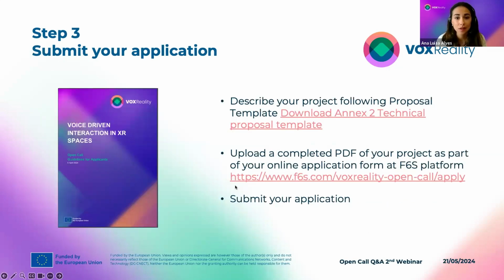So the step 3, while submitting your application, you should describe your project following the proposal template. That is the Annex 2 technical proposal template. You have any other rule included there and some guidance how to build your application and how to draft your proposal that we are so much looking forward to receive. After you finish your proposal, you should upload the completed PDF file via the F6S platform with the indications that are given and provided in the rules, guidelines, and also in the platform. And from there on, you submit your application.